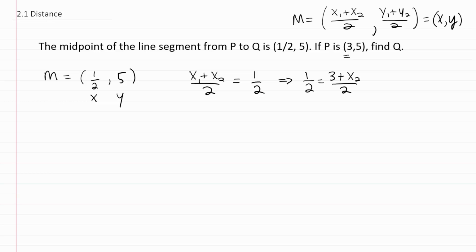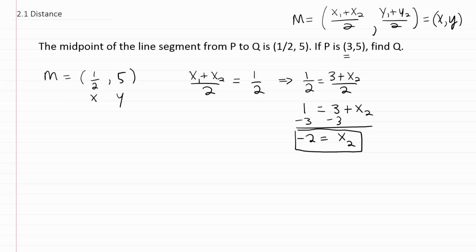So if I multiply the left and right hand sides of the equation by 2, I lose the denominators, and I'll have 1 is equal to 3 + x2. And then we can solve by subtracting 3 from both sides, and we end up with -2 is equal to x2. And so we have the x component of the second point that we're missing.